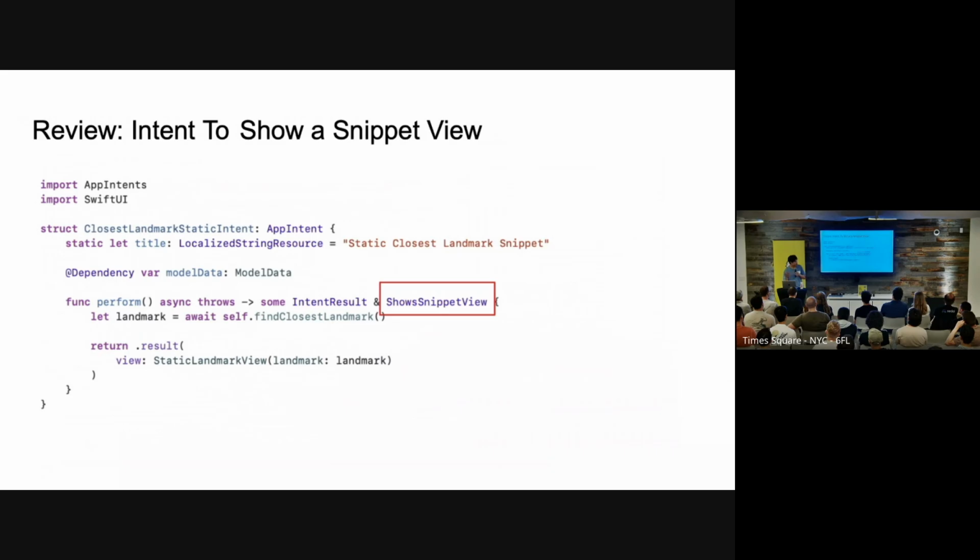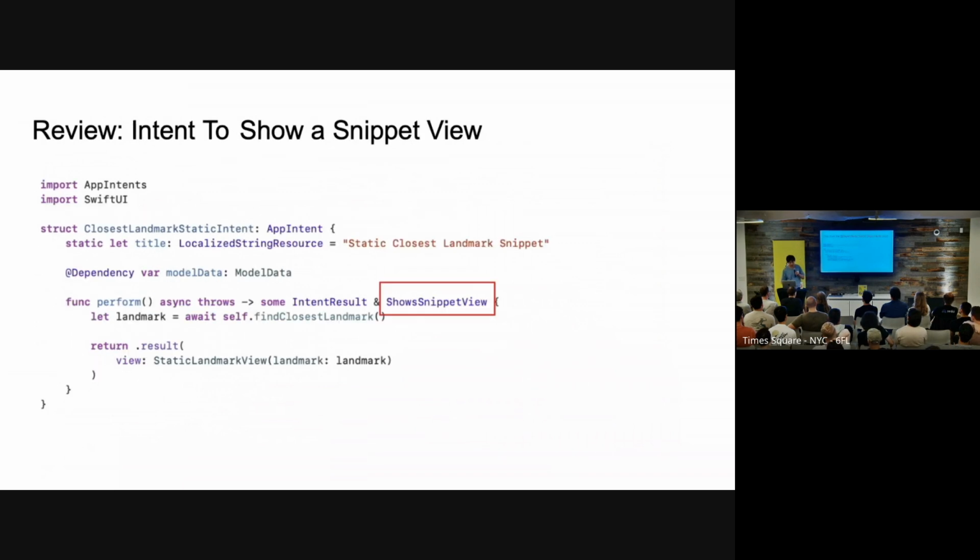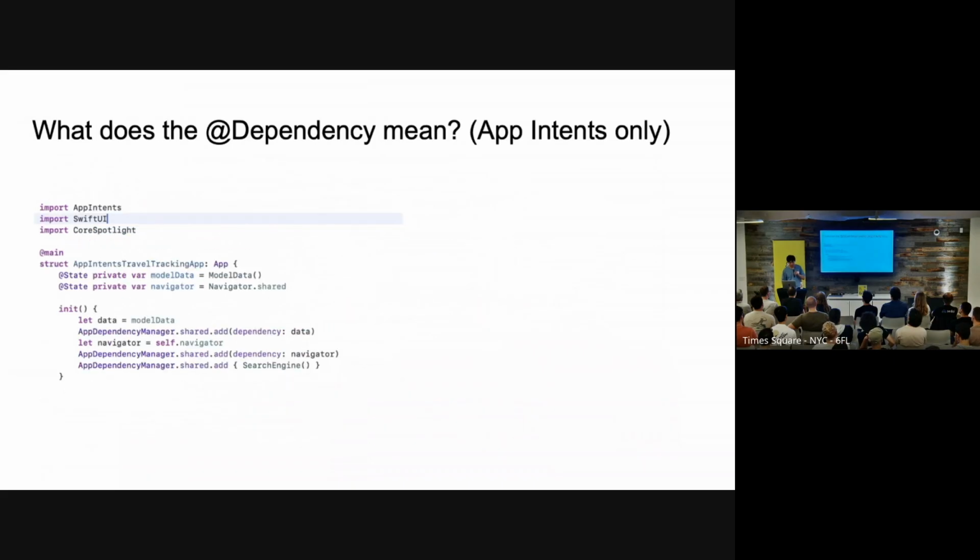Just for those wondering, we can have this little dependency macro here. This is an app intent specific macro. And usually when you initialize your app, you would add that as a dependency. That way, when the app intent launches, it can make sure I have this effectively global singleton that's injected when my app intent activates.